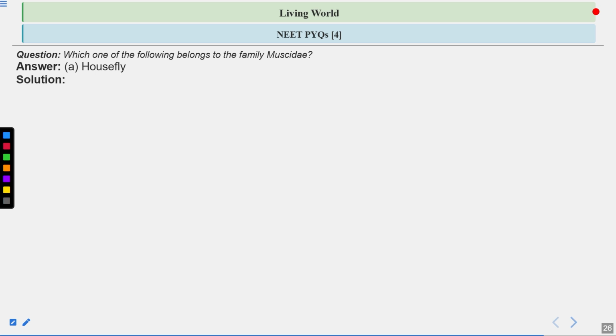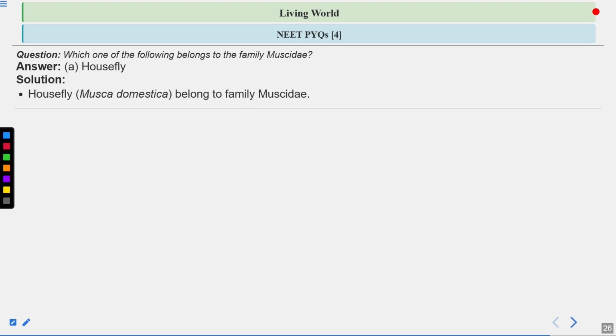So housefly also belongs to the phylum Arthropoda. It is an arthropod. What is the scientific name of housefly? Musca domestica. It belongs to the family Muscidae, the class Insecta and order Diptera. And obviously the phylum is Arthropoda.